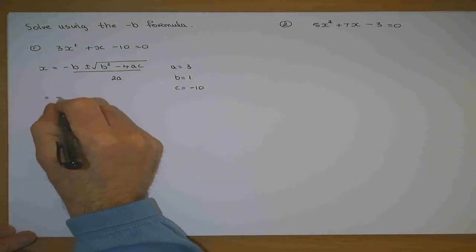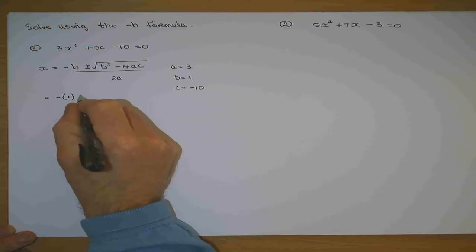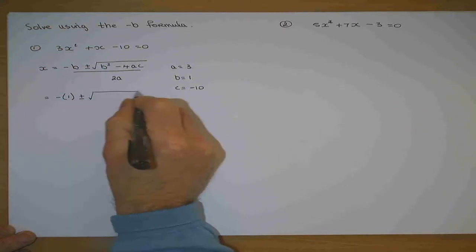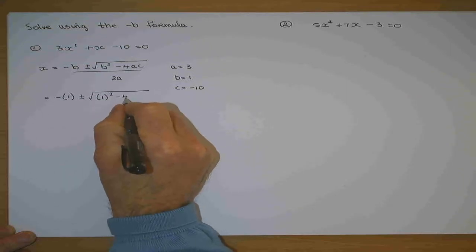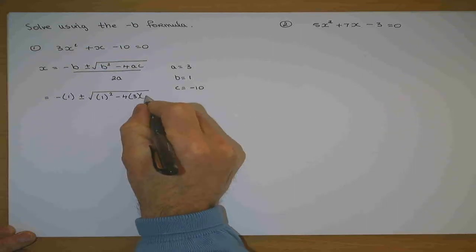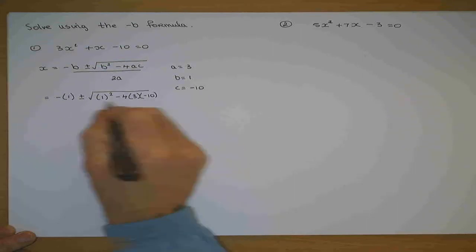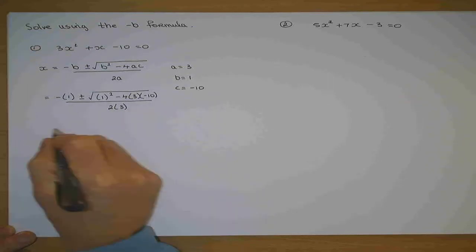Fill it in. Minus, what's b? 1. Plus or minus the square root of b squared? 1 squared. Minus 4 times a? 3. By c? Minus 10. All over 2a, twice 3.